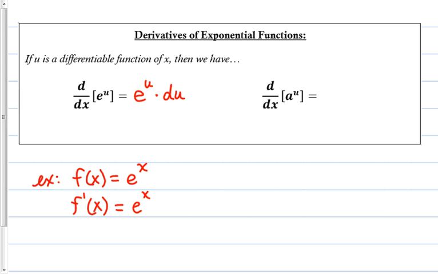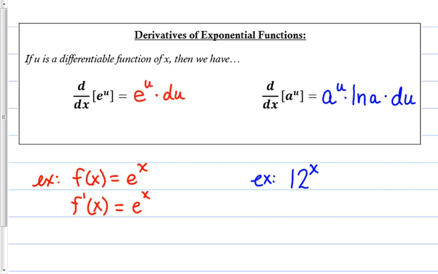Okay, now the derivative of a to the u. Let me give an example. This is kind of like 12 to the x power. The u is a function of x, and the a is just a constant or a number. So the derivative of that is going to be itself, kind of like e to the u, but this one's a little more complicated, a little harder to memorize, but you have to memorize it. So a to the u times the natural log of a times the derivative of u.